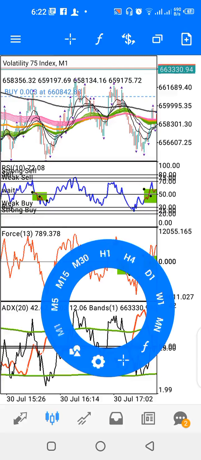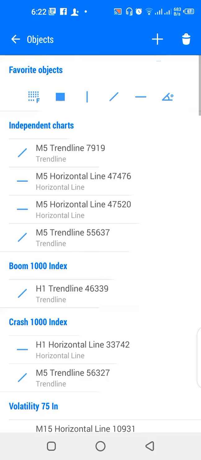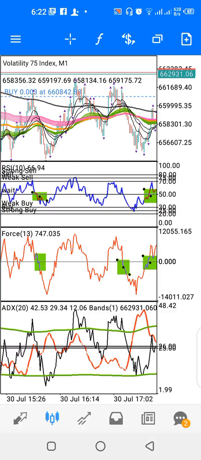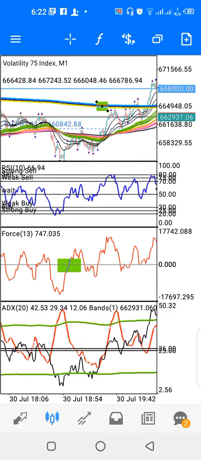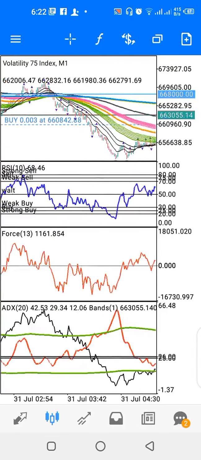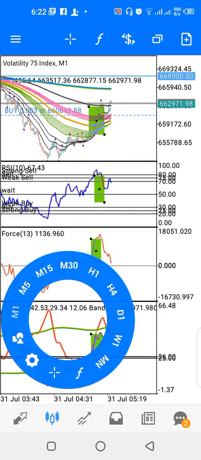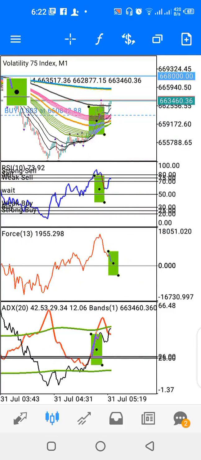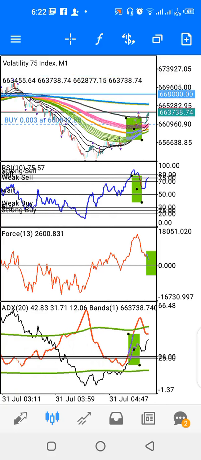You make sure you allow alignment with all other windows. Like you have a buy signal here, so we are about having a sell signal around here. So that's the way it works.